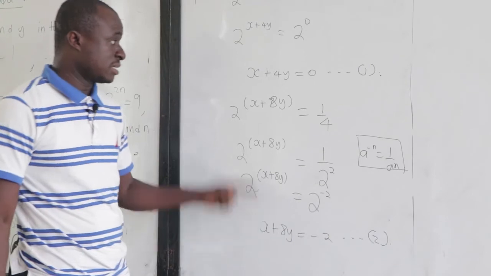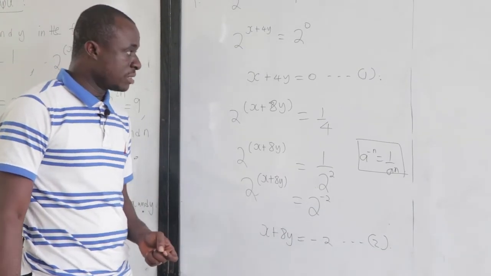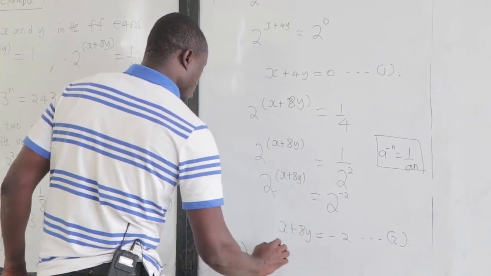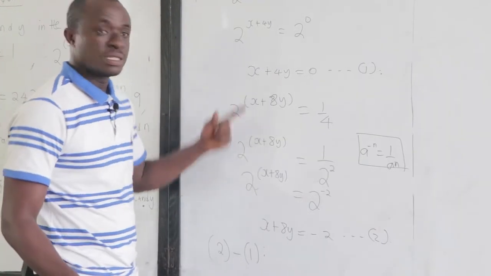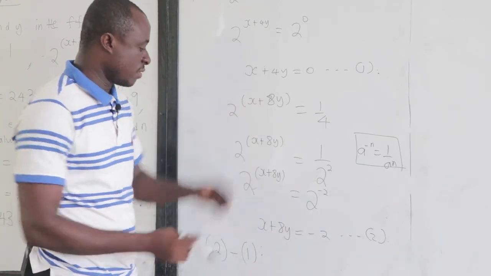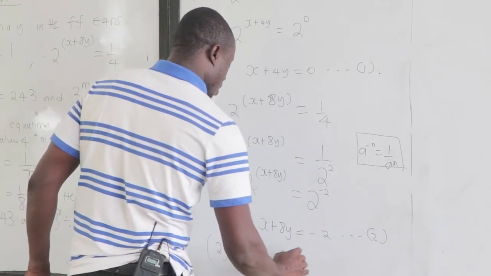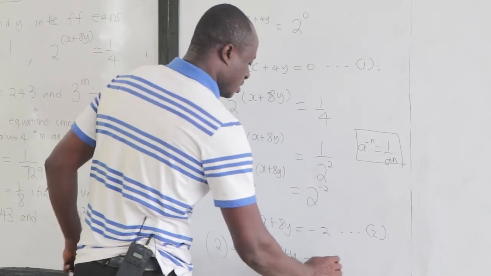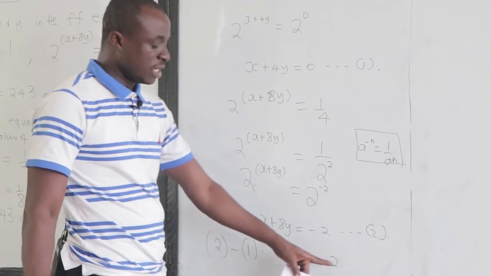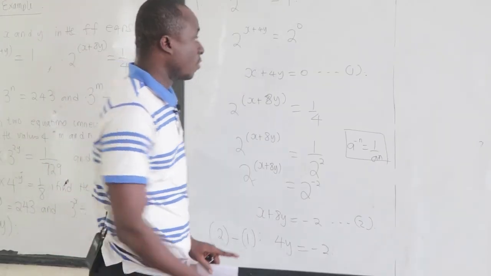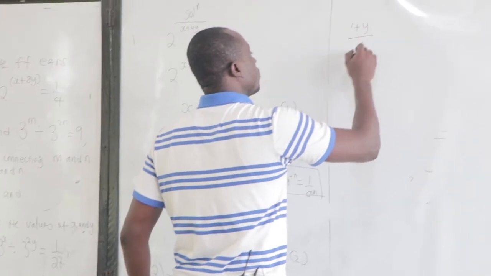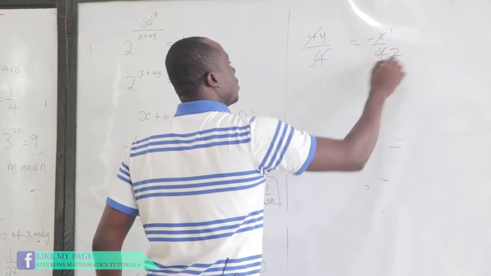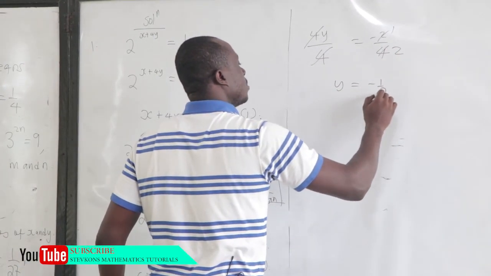Now there's x here, there's x here. Clearly we can use the elimination method. So we can say that equation 2 minus equation 1. So x minus x is giving us 0. 8y minus 4y gives us 4y equal to negative 2 minus 0, that is negative 2. We want to find y, so we can divide both sides by 4. So we have 4y over 4 equal to negative 2 over 4. This is cancelling out that. We have 1y, and then we have y equal to negative 1 over 2.